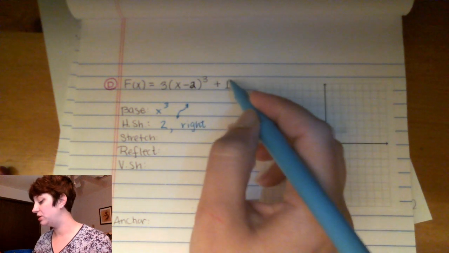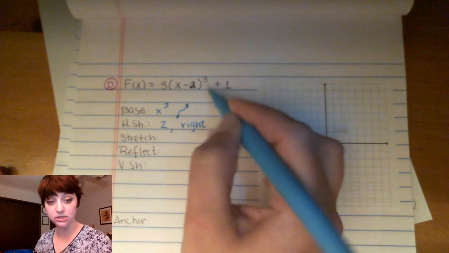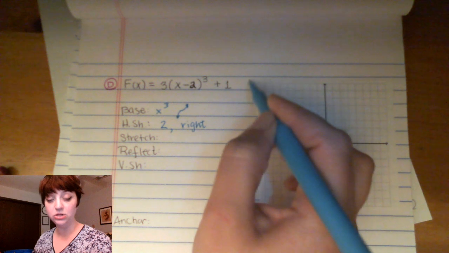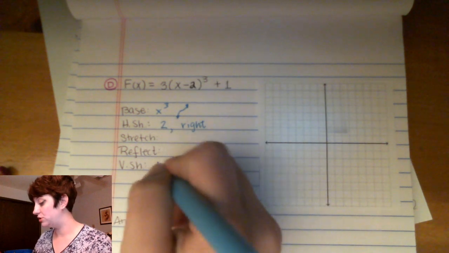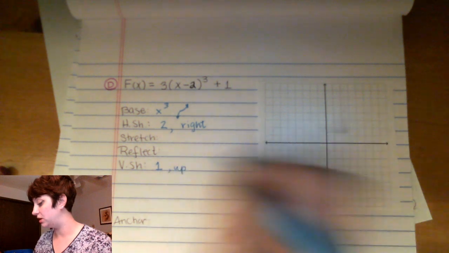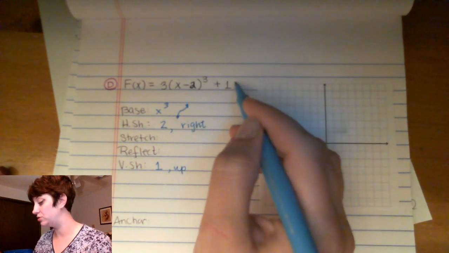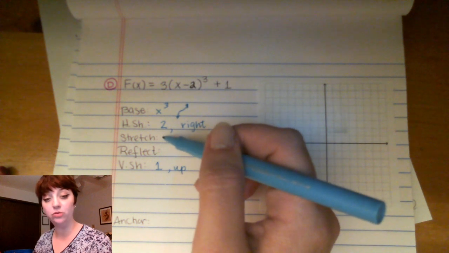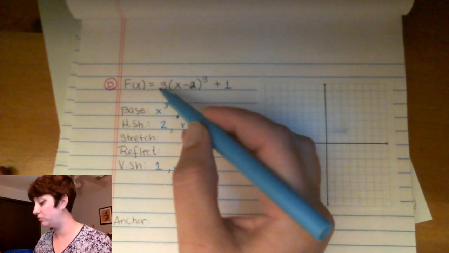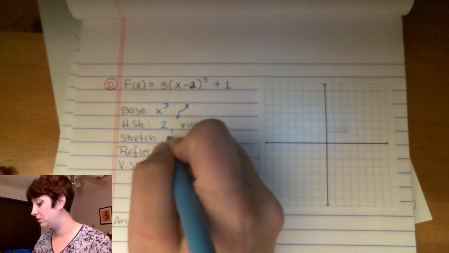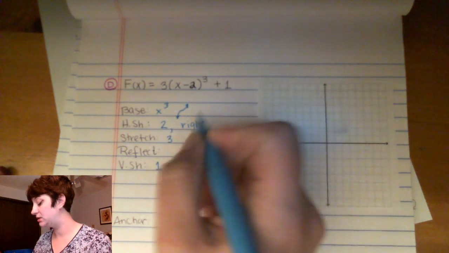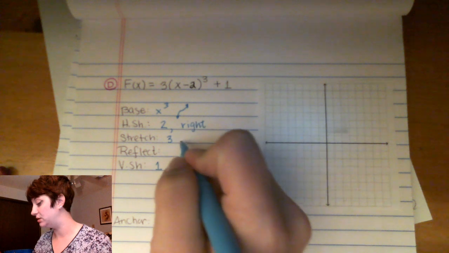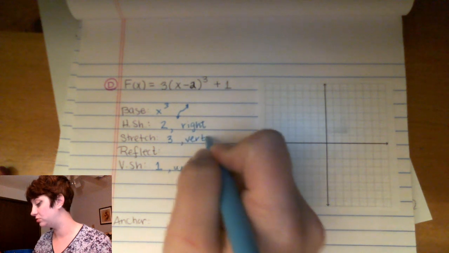Okay, I also have a +1. This is not inside the parenthesis, this is outside. So it changes y values, which means it's vertical. So shift by 1 and it moves up. All right, so that takes care of those 2 things. Stretches, I'm looking for multiplication. So I multiply a 3 here, and it's on the outside, so it's a vertical stretch.